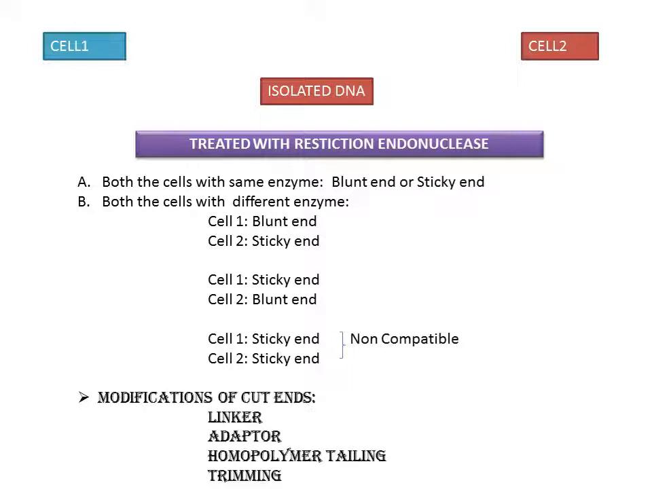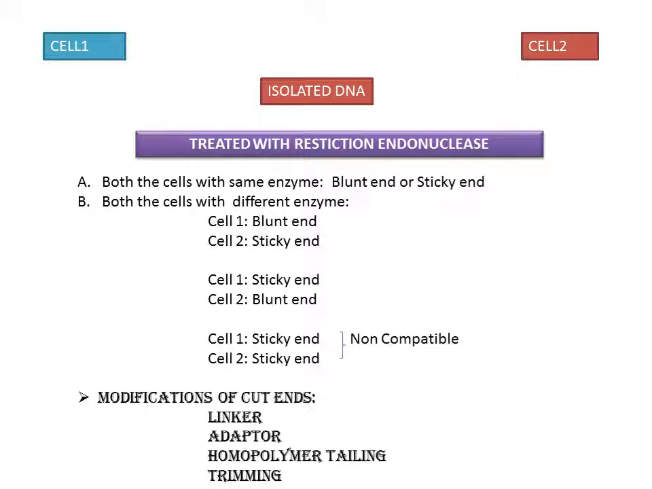Then what do we have to do? We have to use different enzymes. When we are using different restriction endonucleases, there will be different varieties of ends. Suppose cell 1's DNA has a blunt end and cell 2 DNA has a sticky end, or cell 1 has a sticky end and vice versa. And both can have sticky ends, but in all these three cases, the main problem is that both the DNA are not compatible. So cell 1's DNA cannot be joined with cell 2's DNA. So what do we do?